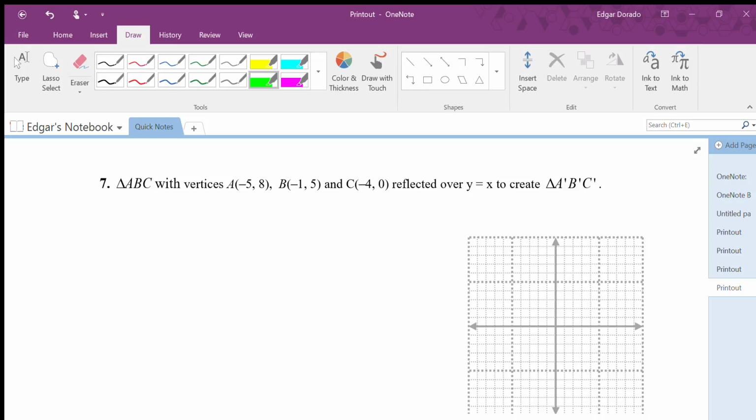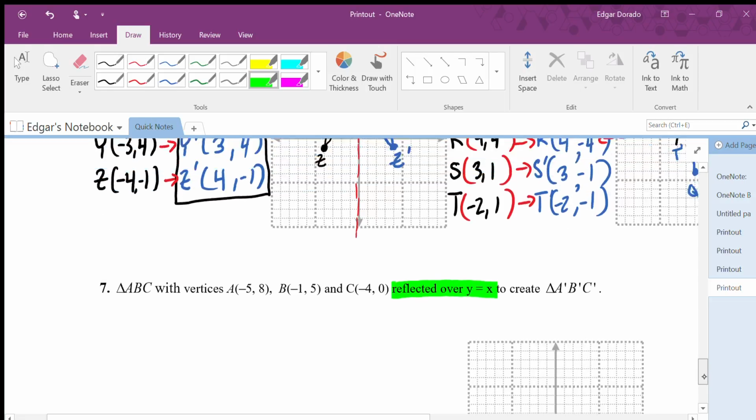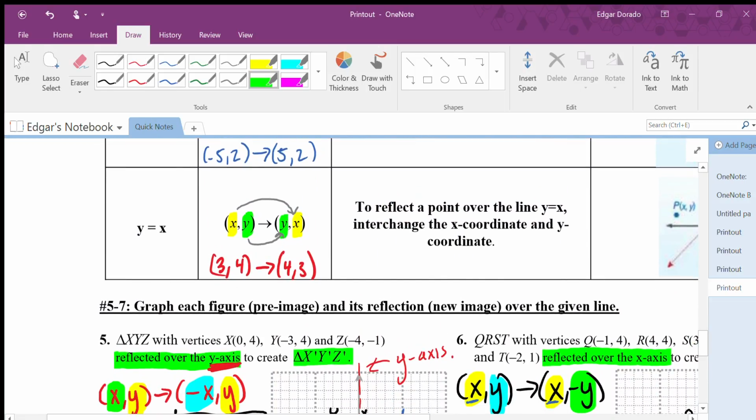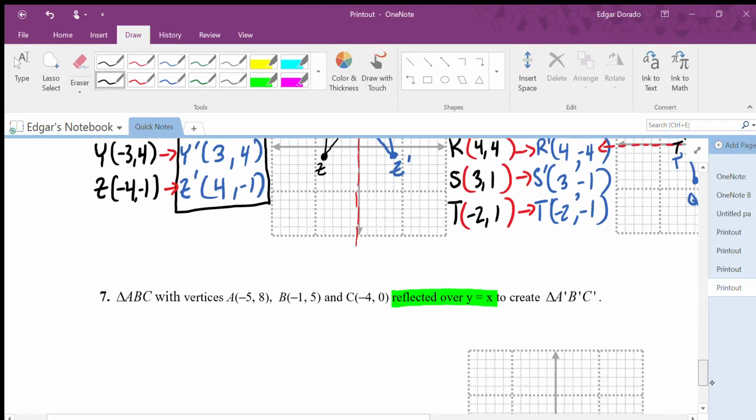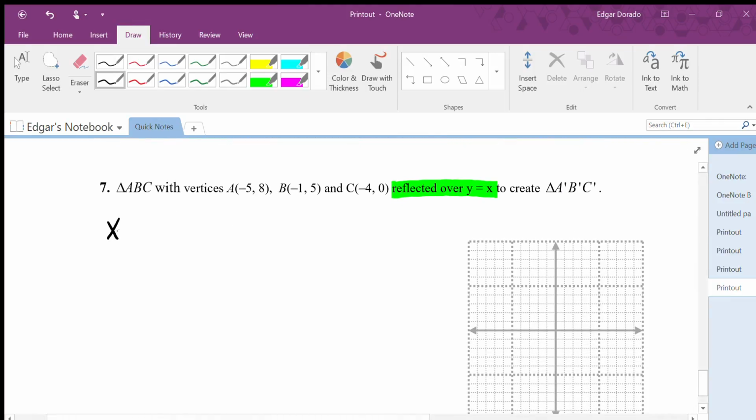It says triangle ABC with vertices A, B, and C is to be reflected over the line y equals x. So before we even get started, let's check our rule. We want this rule: x comma y is now going to turn into y comma x. So they flip, right? So x comma y has to turn into y comma x. Why don't we actually go ahead and graph this thing first off.